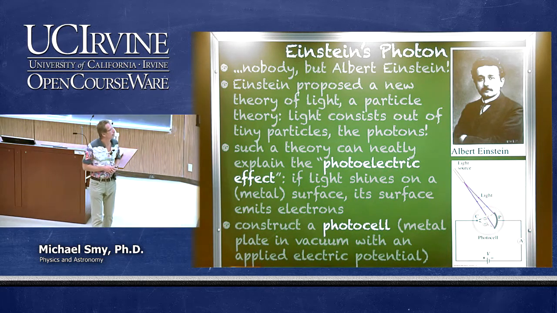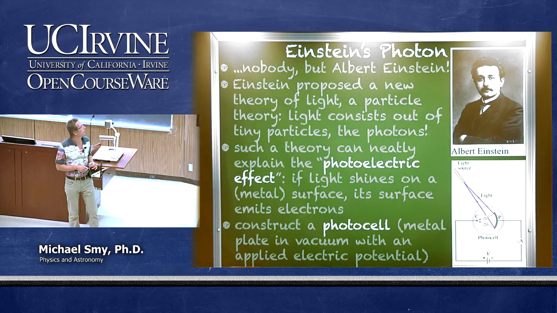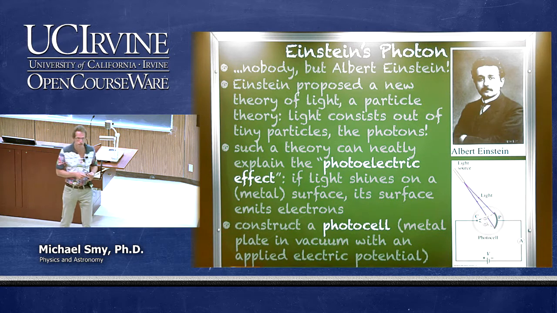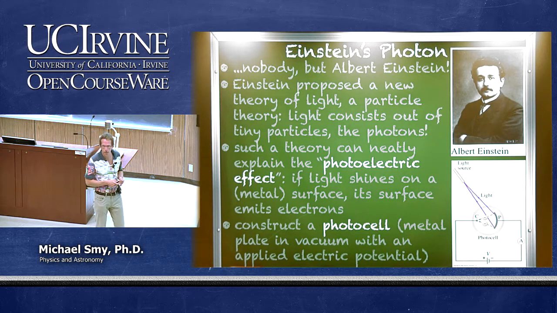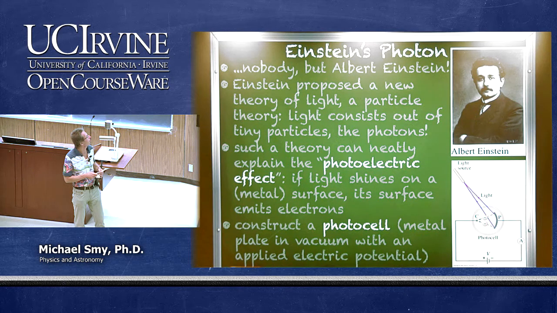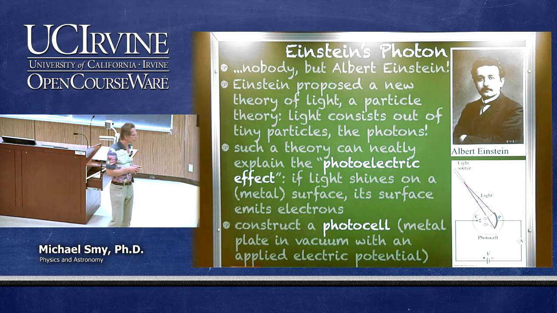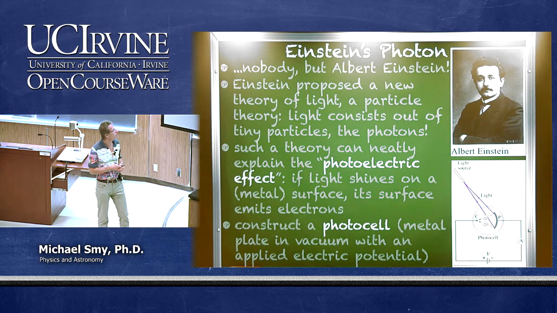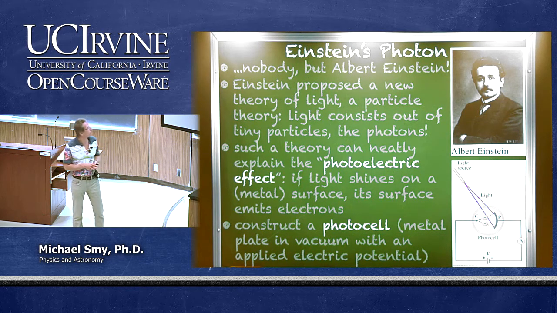So Einstein looked at this, and he proposed a new theory of light. And this new theory of light is a particle theory of light. This was rather daring. After 100 years of success of the wave theory of light, he suggested a particle theory of light. And his argument is not only can it explain the blackbody radiation neatly, it can also explain another effect, which is called the photoelectric effect.